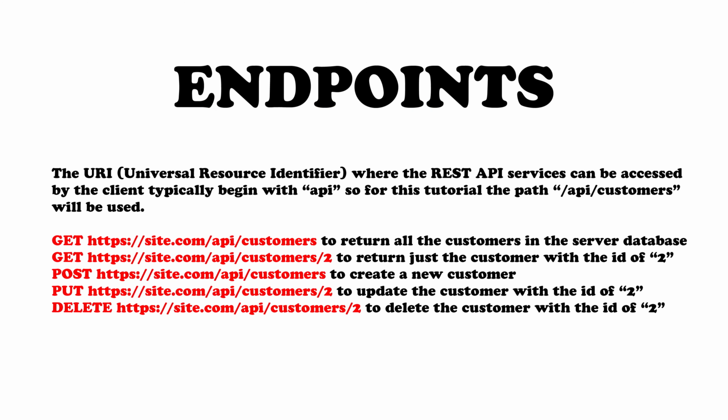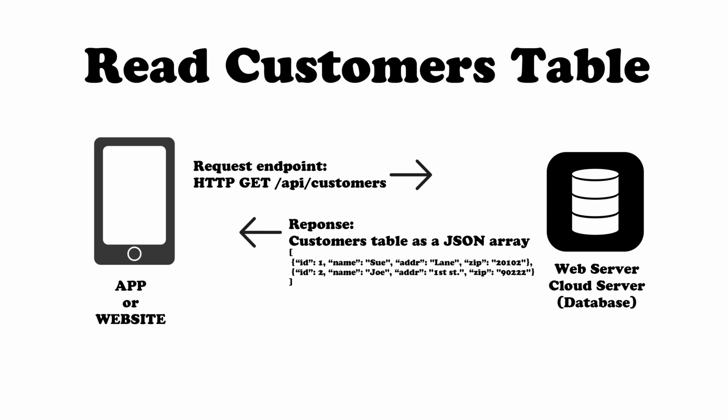The Universal Resource Identifier where the REST API services can be accessed by the client typically begin with API, these are known as the endpoints. Here are this tutorial's endpoints. To read all the customers, access the API customers endpoint with a GET request method. The response will be a JSON array of customer objects.